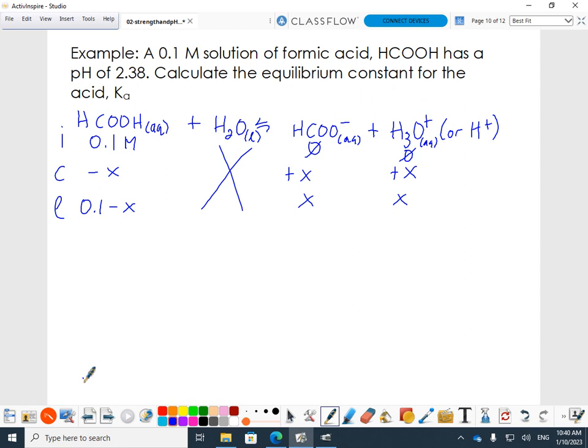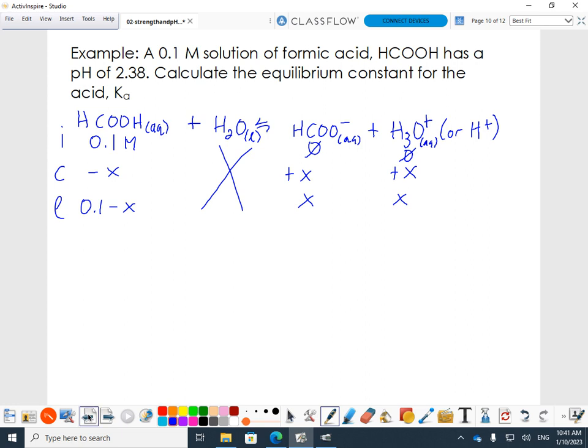Okay, so every ice table problem will be the same. You'll have two versions. If it's an acid, you'll get H3O plus. If it's a base, you'll get OH. And now it's decision time. Do I know X at equilibrium, or do I know the equilibrium constant? Since we are asked to find the equilibrium constant, that means we need to solve for X using information we're already given. So we haven't used the pH yet, okay?